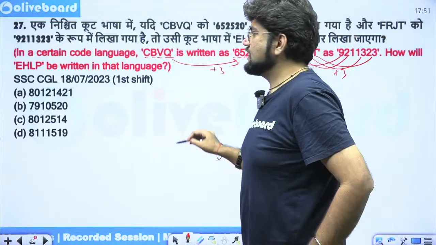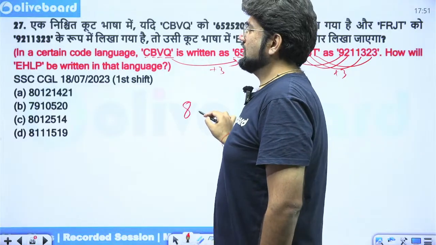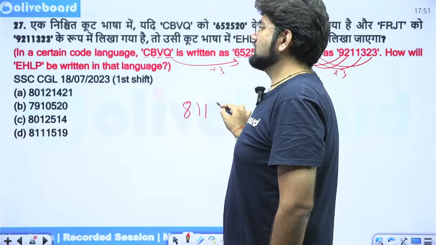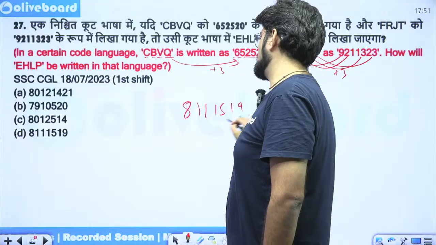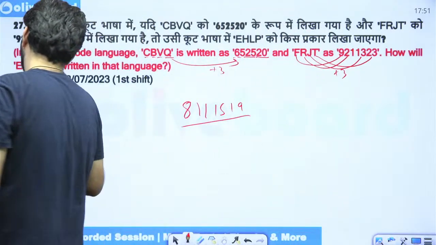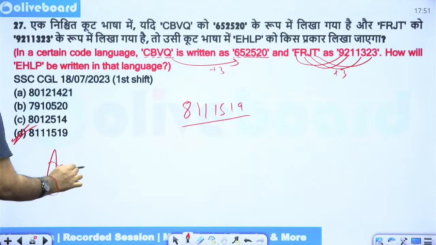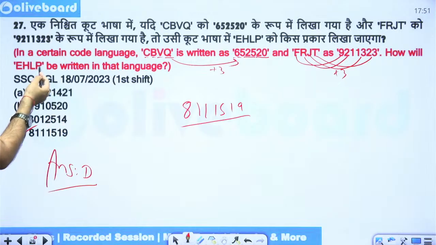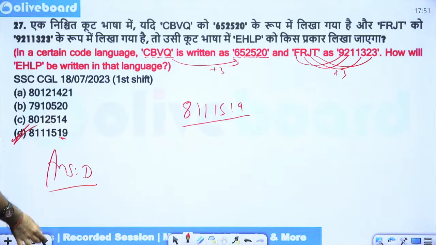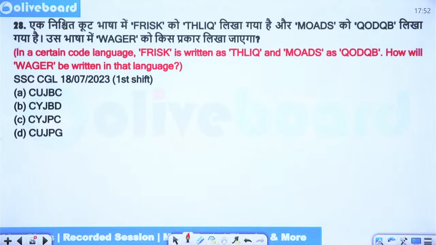What is the code for EHLP? So 5 plus 3, 8. 8 plus 3, 11. 12 plus 3, 15. 519. Option. Of course, you could have just found out the last one and given this as the correct. But those gimmicks are for examination. Exactly. Right, Sagar.